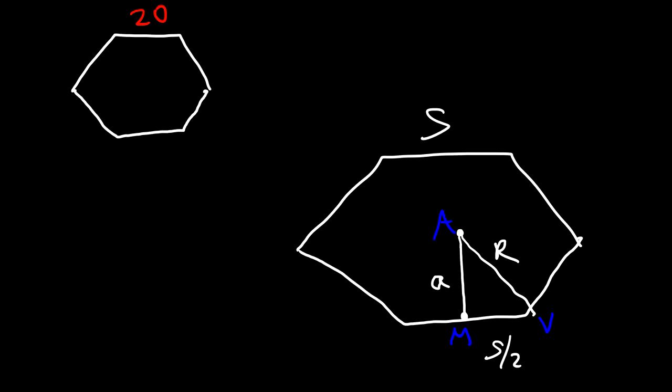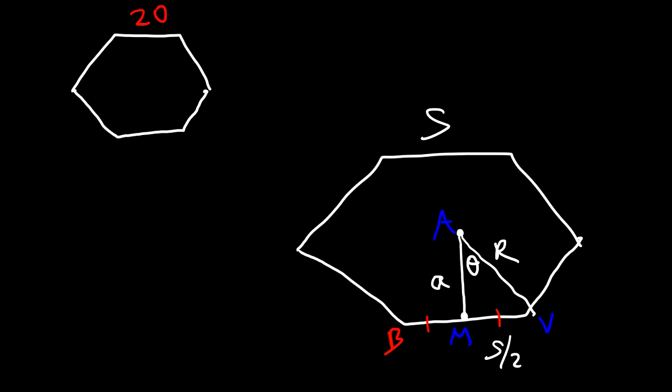Because the apothem is the distance between the center and the side, it meets this segment right at the middle. Let's call this B. So right at the midpoint between B and V, which means BM and MV are congruent to each other. So if BV is S, MV has to be S divided by 2. And let's call this angle theta. So we've got to calculate theta first.